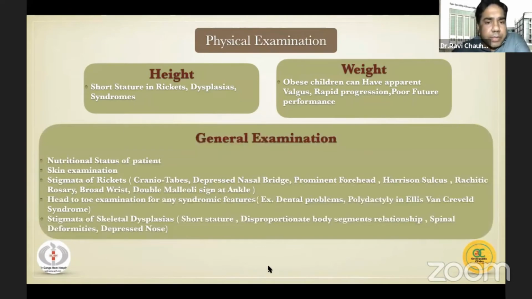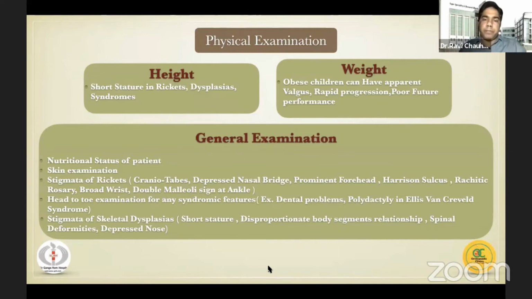Then move to the general examination. What can we get from the general examination? Nutritional status of the patient, skin examination, stigmata of rickets: craniotabes, depressed nasal bridge, prominent forehead, Harrison sulcus, rachitic rosary, broad wrist, double malleolus sign at the ankle. Head-to-toe examination for any syndromic features like dental problems, polydactyly in Ellis-van Creveld syndrome, as I've already told, stigmata of skeletal dysplasias, short stature, disproportionate body segment relationship, spinal deformities, depressed nose. That's why I told that general examination is more important in this valgus child if you're finding that it is asymmetric.